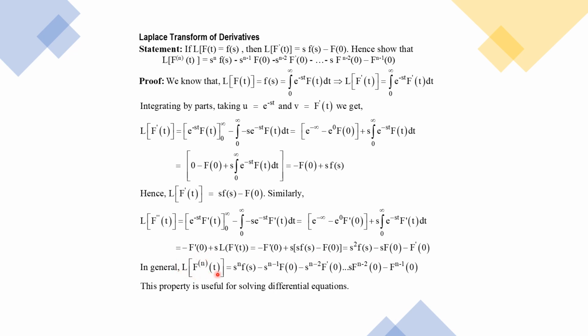So Laplace of f^(n)(t) is equal to s^n F(s). If we generalize, we have proved till two derivatives. Similarly, by generalization, we can write this formula: Laplace of f^(n)(t) is s^n F(s) minus s^(n-1) f(0) minus s^(n-2) f'(0), and so on, minus s f^(n-2) at the point 0 minus f^(n-1)(0). This property is very useful for solving differential equations.